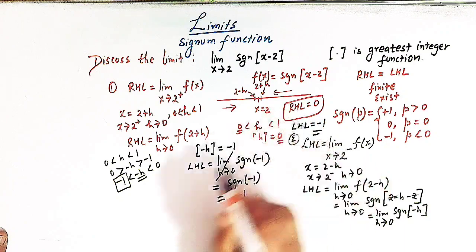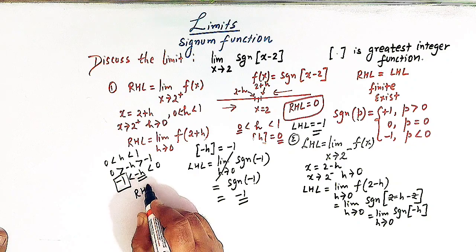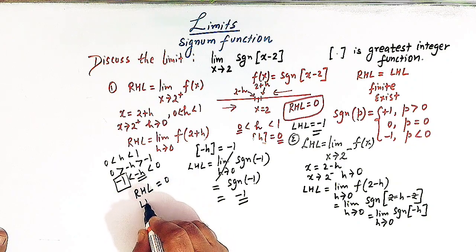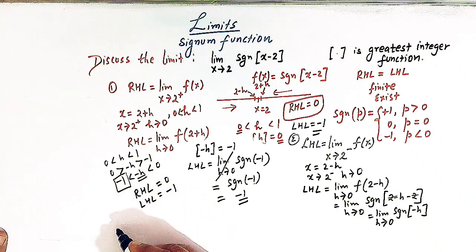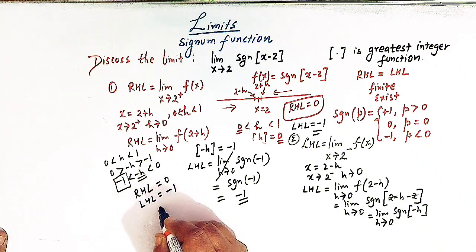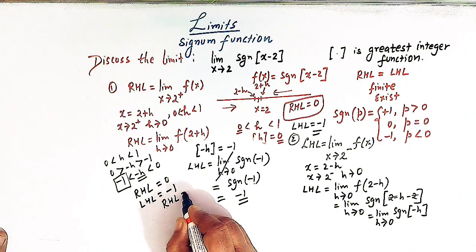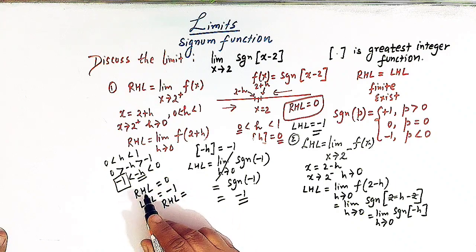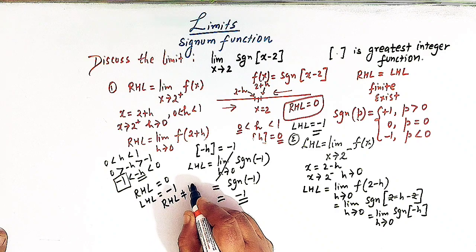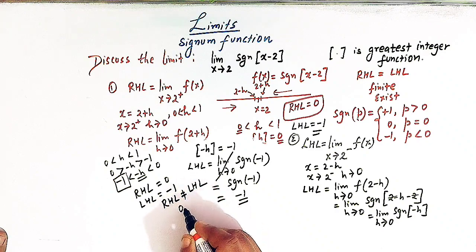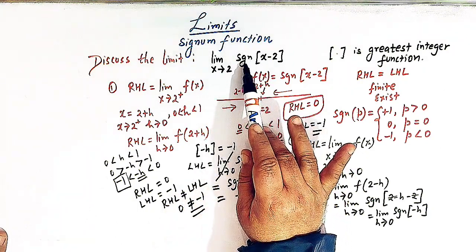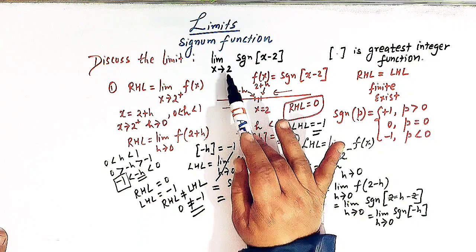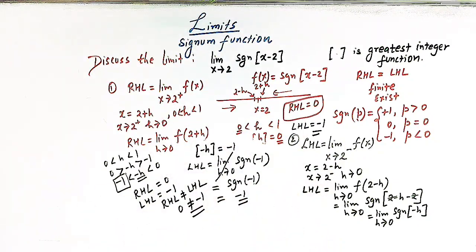Now we can see that both the limits, that is the right hand limit and the left hand limit, both exist and they are finite. But these two limits are not equal to each other. So the right hand limit is not equal to the left hand limit because 0 is not equal to minus 1. So we can say that the limit of this function when x approaches to 2 does not exist.